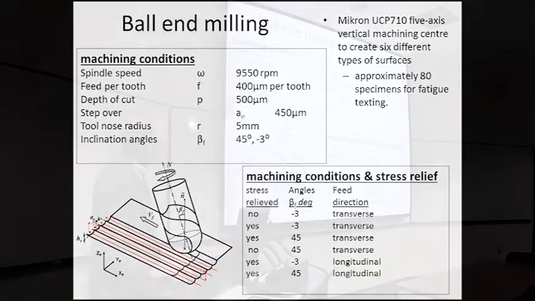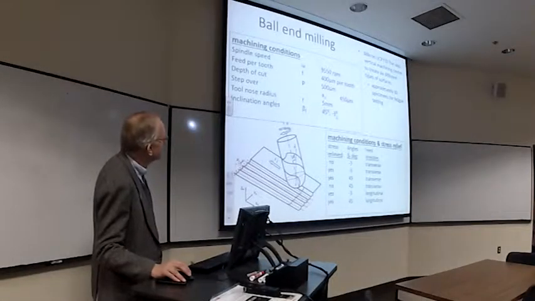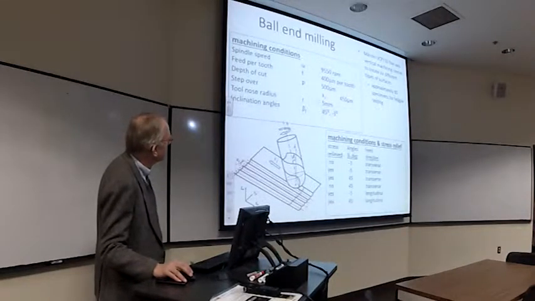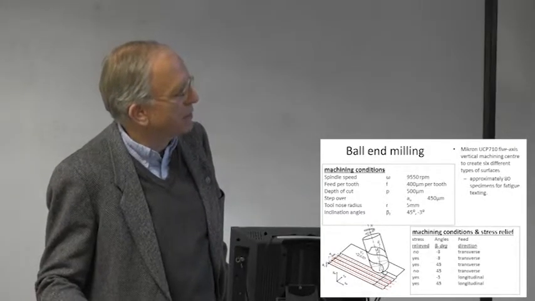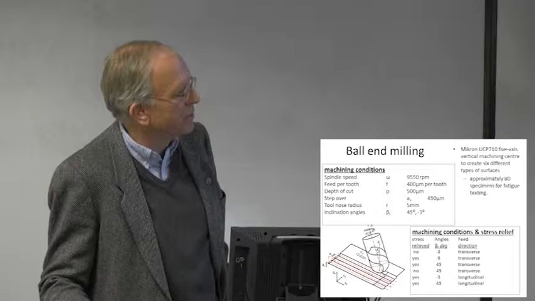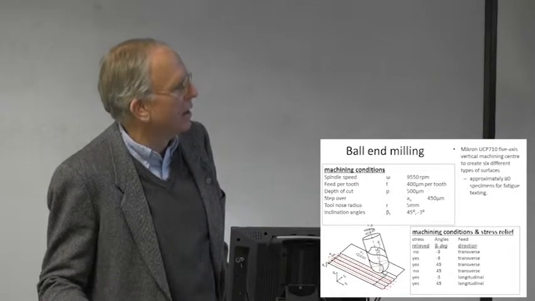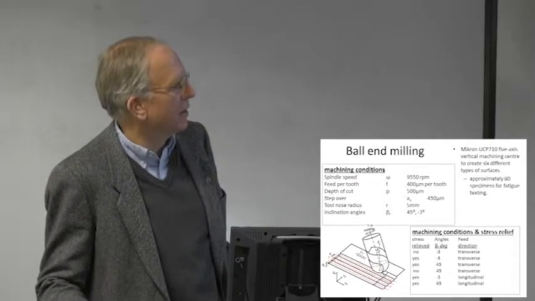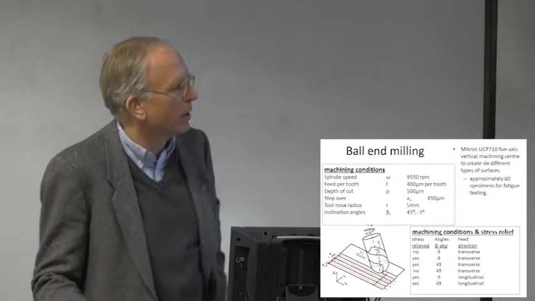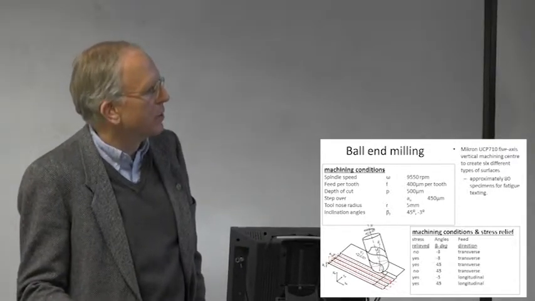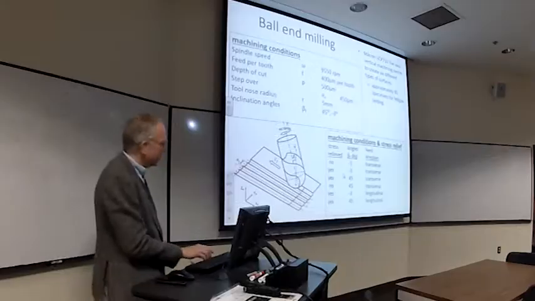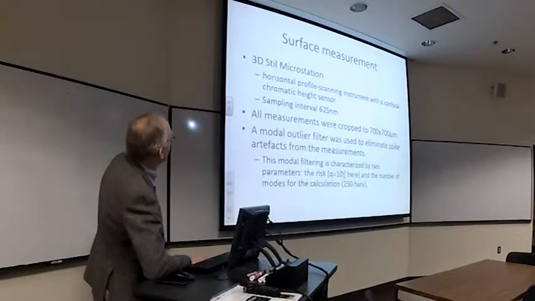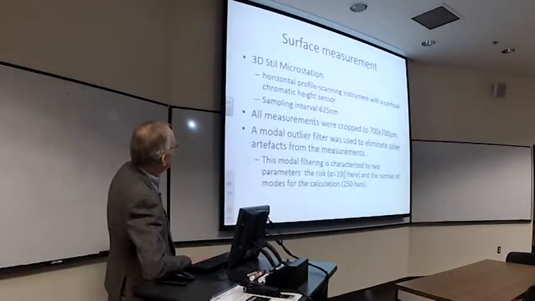What they did was they inclined the ball end mill to the surface. Here it's shown at about minus 45 degrees. So there are two different inclinations that were going on. And then relative to the fatigue stress, the machining would be transverse or longitudinal. And then some were stress relieved and some weren't. So there are altogether six different parts that they determined the fatigue limits on. And I'll get back to that.